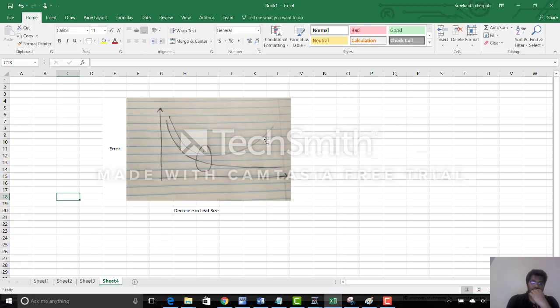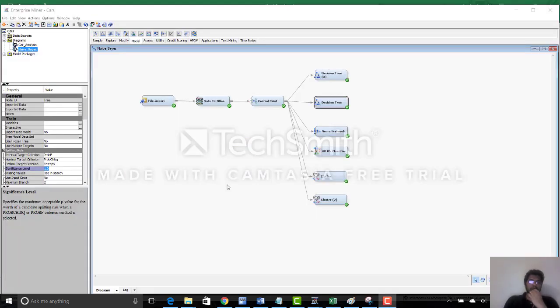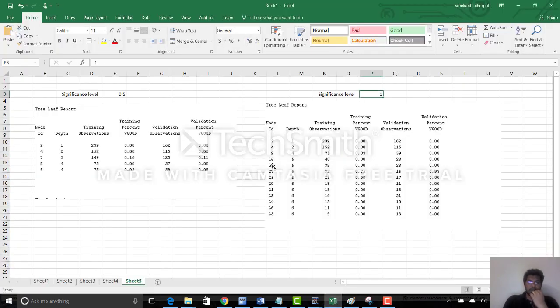The next concept I would like to explain is the relationship between pruning and significance level. Pruning is to remove certain nodes in a decision tree to improve the accuracy. I have given a significance level of 1.0 for one decision tree and 0.5 for another decision tree. So let us see how it has impacted the tree depth. For 0.5, the tree depth was 4, and for 1, the tree depth was 6. So as the significance level decreases, the depth of the tree decreases and pruning increases, helping in increasing the accuracy.